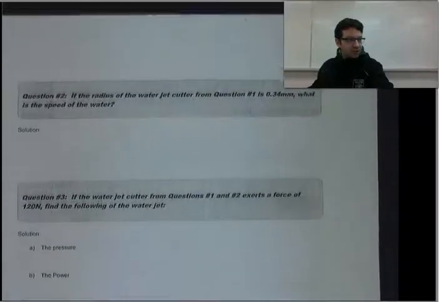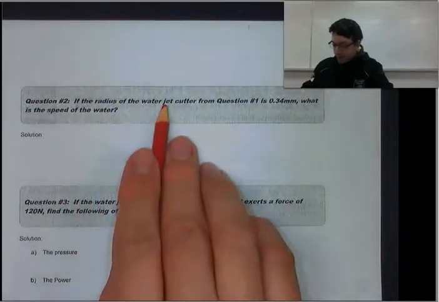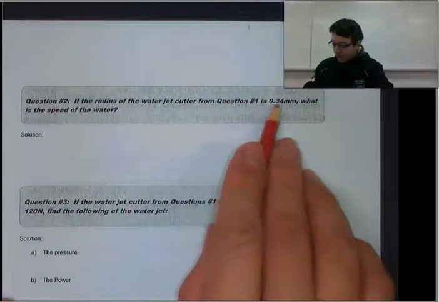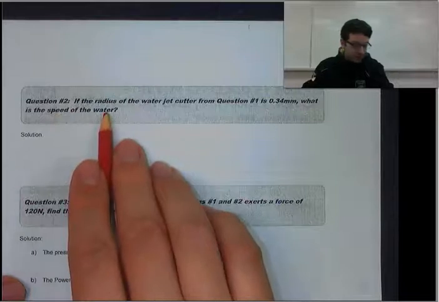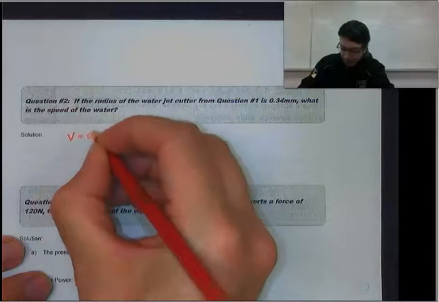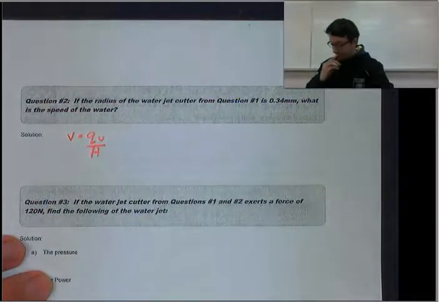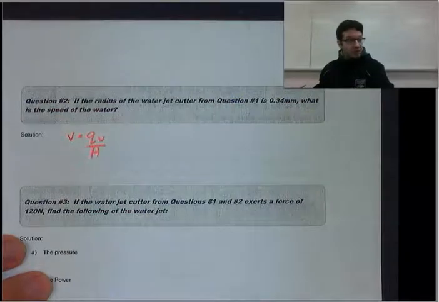Question 2. Question 2 says, if the radius of the water jet cutter from question 1 is 0.34 millimeters, what is the speed of the water? So we want to know speed. That's just from our equation. v equals our volume flow rate over area. Now our volume flow rate we know because it's from question 1.